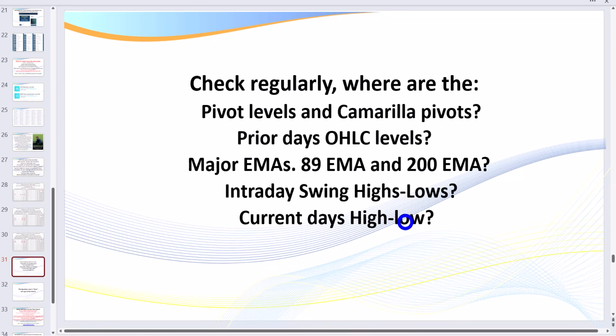Now first of all, you'll see I look at these levels, and all of these plot automatically, or most of them, or I should say, will plot automatically on your chart if you've got the indicators to do that. And most good trading platforms will allow you to do that. And I'll be looking at these all the time.